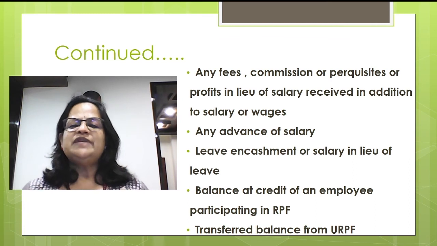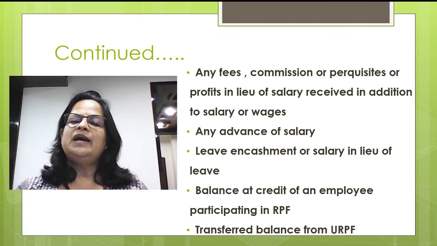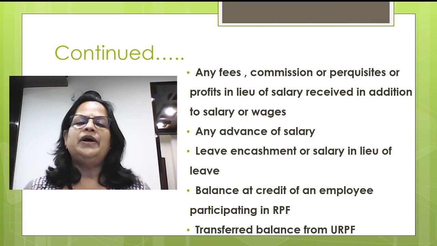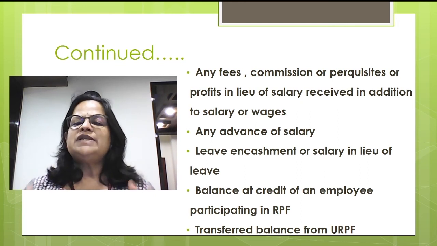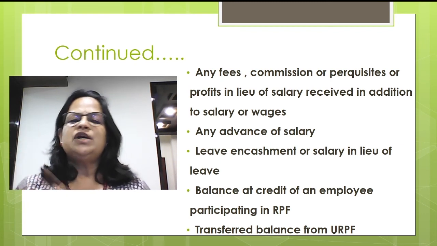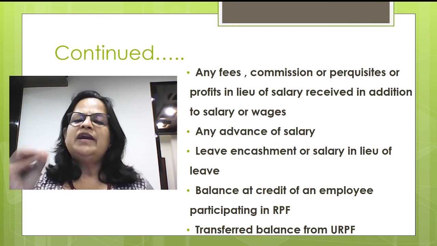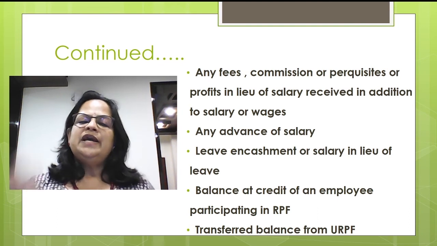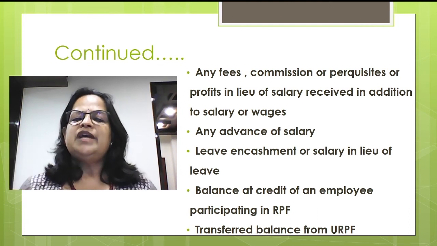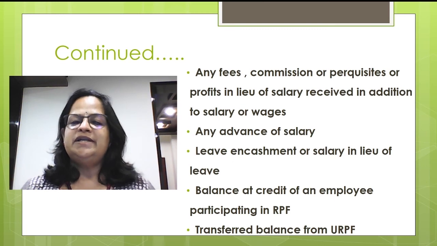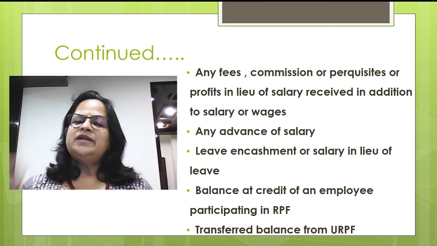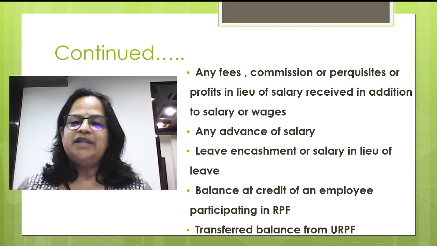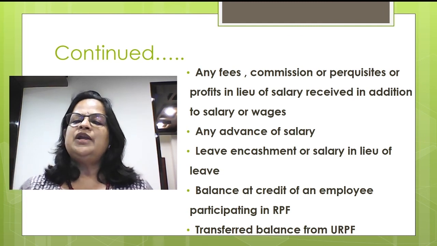Any advance of salary, I have already explained. If you are collecting advance salary from the employer, it will be taxed in the year of receipt. Leave encashment or salary in lieu of leave: I have already explained in the basic concepts that earned leave can be encashed. A government servant's leave encashment is allowed up to 300 days. That means if you have 300 days of earned leave at your credit, then you are eligible to get 10 months' salary.